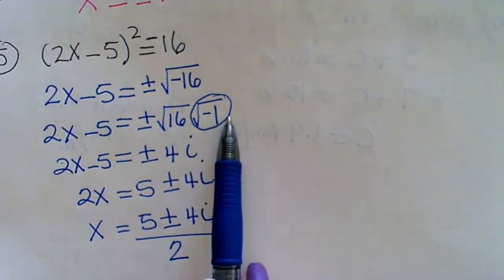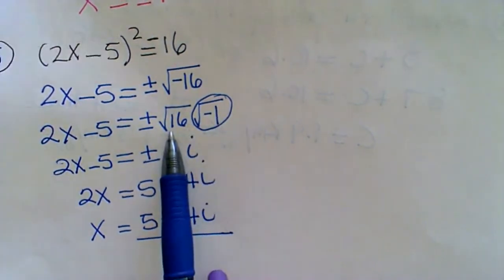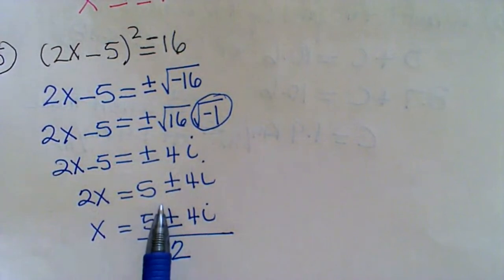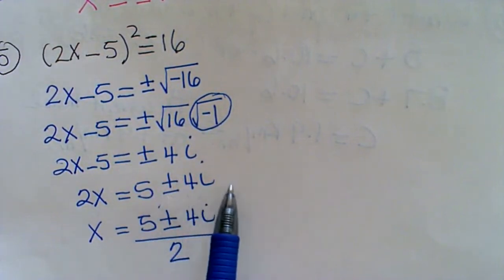The square root of 16 and negative 1: this is the imaginary number. The square root of 16 is 4. Move the 5 to the other side, positive 5 plus and minus 4i, and then divide everything by 2.